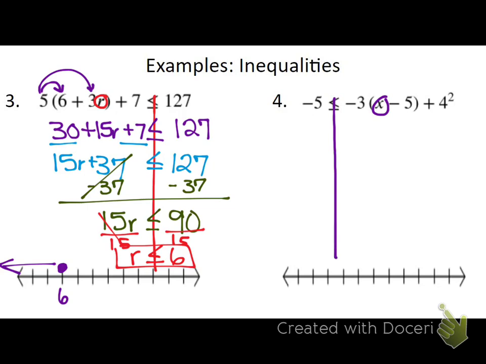How do I start this one? Distribute. Distribute again. So I'm going to distribute negative 3, and what do I get here? Negative 3x plus 15. Good job. Then bring down what? The plus 4 carries down.